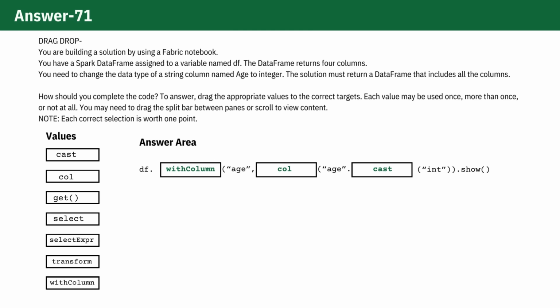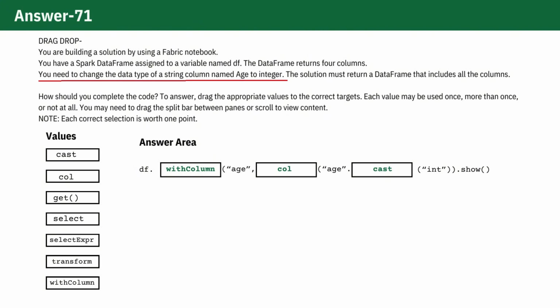The correct answer is here. The withColumn method is used to either add a new column to the data frame or replace an existing column with the same name. In this case, it's modifying the age column. Cast int. This part of the code casts or converts the values in the age column to integers. If the original values in age are in a different data type, like string or float, they will be converted to integers.